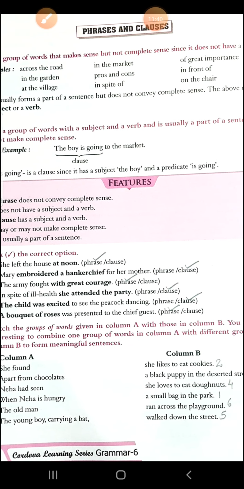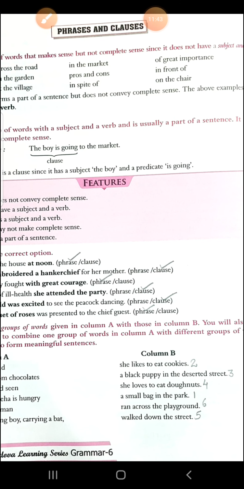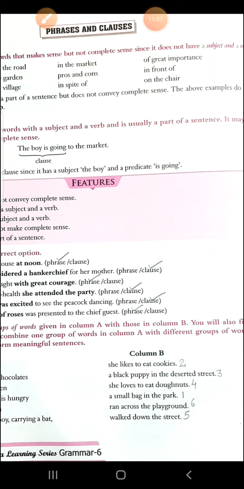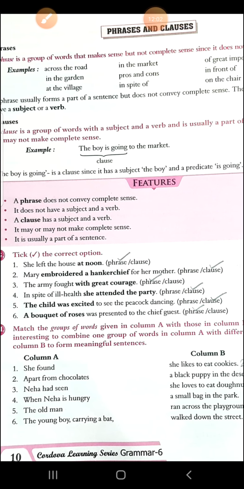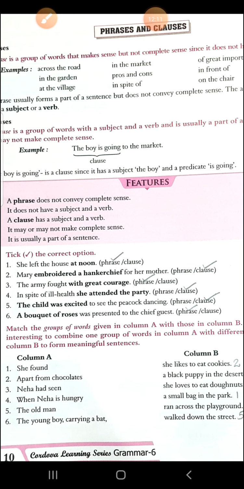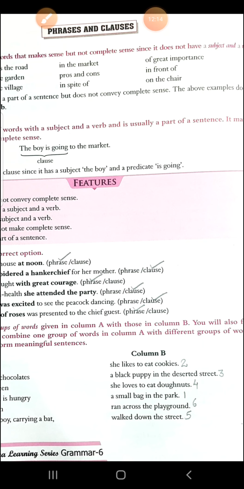Then third is Neha had seen. I have written a black puppy in the deserted street. You can even write a small bag in the park. So again you can choose between these two which you find suitable. Then fourth is when Neha is hungry. I have written she loves to eat donuts. You can write she likes to eat cookies. Then fifth is the old man walked down the street. You can even write ran across the playground. It is up to you. Then the last one is the young boy carrying a bat ran across the playground. Again you can write even walked down the street. So it is up to you.